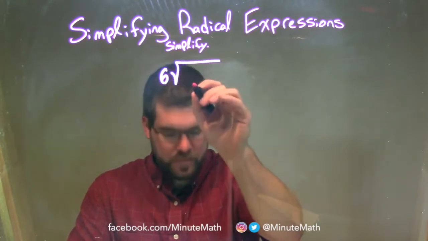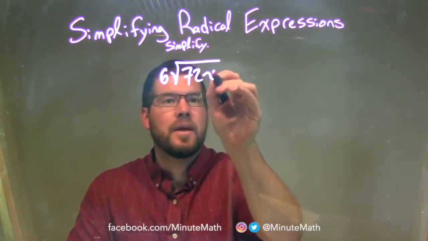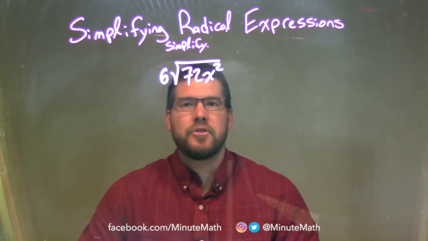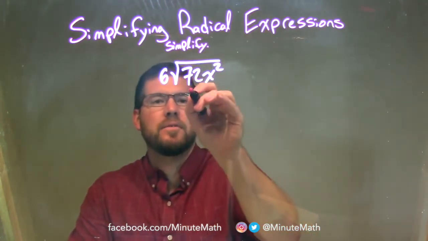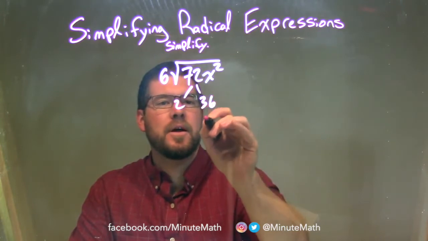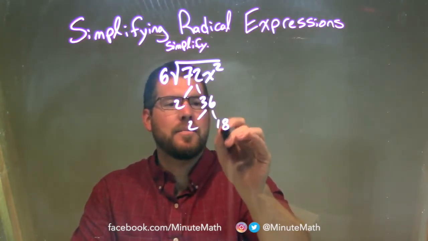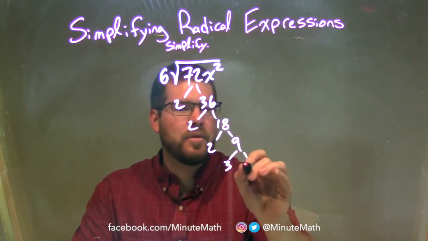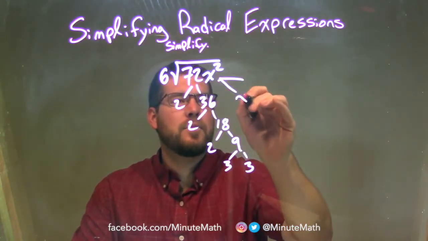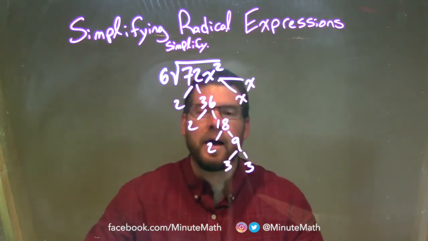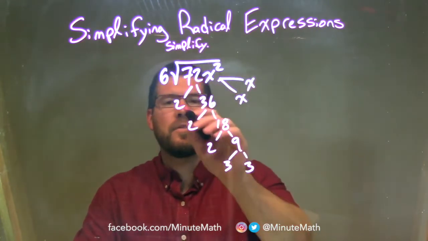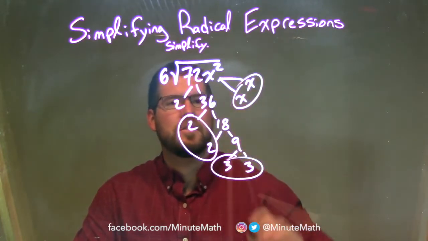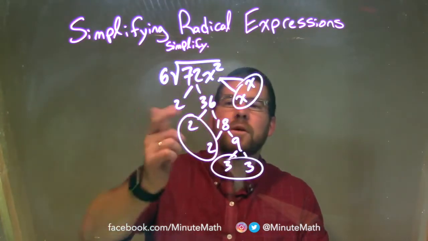6 times the square root of 72x squared. Okay. Well, I want to see if I can break down 72. Well, 72 prime factorization is 2 times 36, and 36 is 2 times 18. 18 is 2 times 9, and 9 is 3 times 3. x squared is just x times x. So now let's go circle our pairs. We have a pair of 2's right here, a pair of 3's, and a pair of x's. Okay, we have 2. This 1, 2 is a lone ranger.